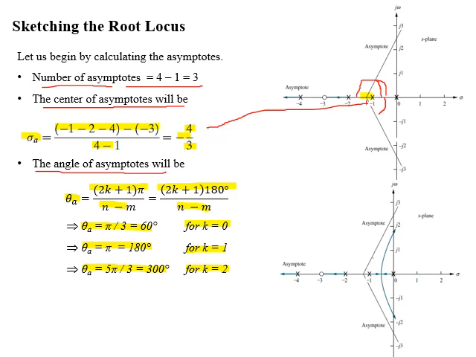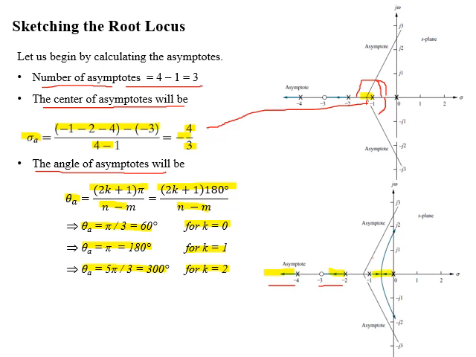Now when gain is varied, the poles will move along the root locus segments defined in the last slide. The pole at minus 2 will move toward the zero at minus 3. The pole at minus 4 will move toward a zero at infinity along the real axis with the angle of 180 degrees.